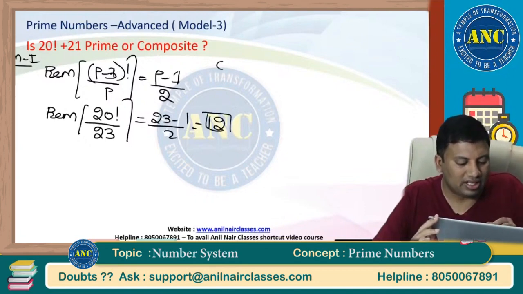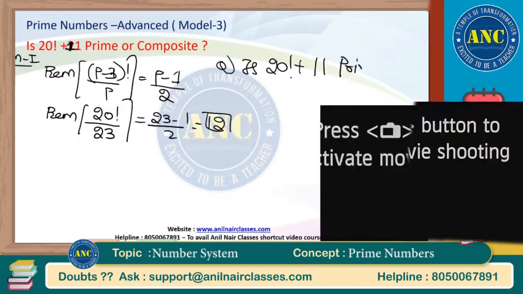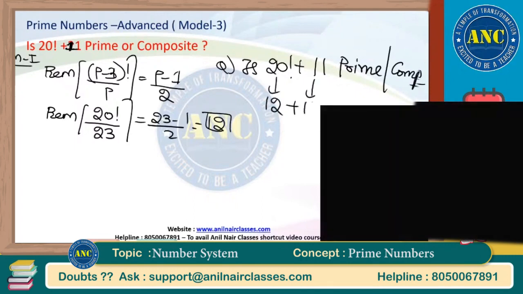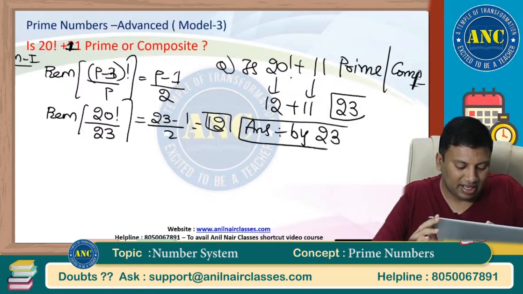So, if the question is like this, 20 factorial plus 11 — it is not 20, it is 11 — is 20 factorial plus 11 prime or composite? This gives remainder 12, this gives 11. 12 plus 11 is 23. The answer is divisible by 23. I hope it is clear.